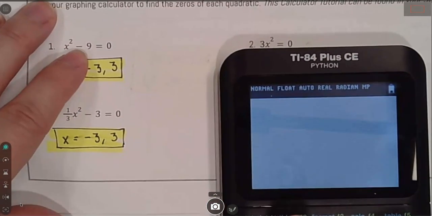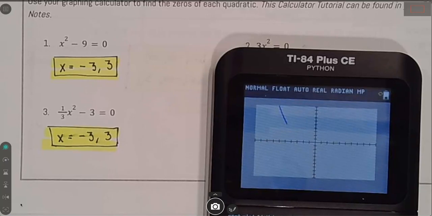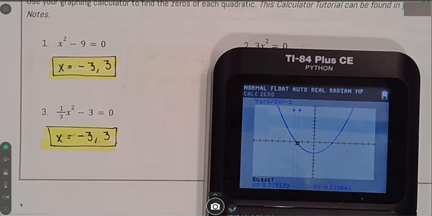All right, let's try this one. We've got 1/3 x squared minus 3 graph. There we go. And we can see that this is negative 3 and 3 also. We can just double check. Left bound, enter. Right bound, enter. Guess, enter. Negative 3.